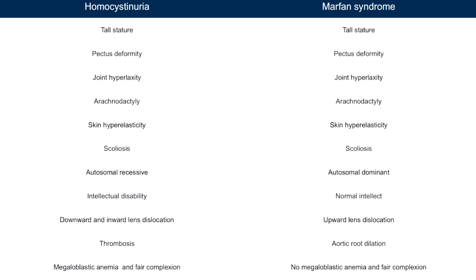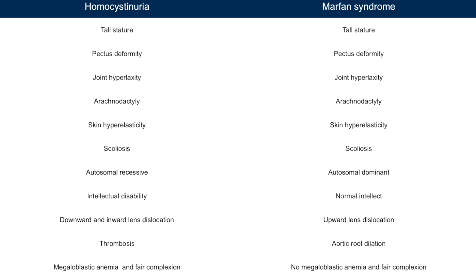Let's talk about distinguishing factors now. Homocysteinuria is an autosomal recessive disease, while Marfan syndrome is an autosomal dominant condition. Patients with homocysteinuria commonly have intellectual disability, while patients with Marfan syndrome have normal intellect.